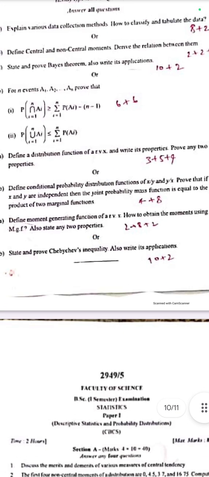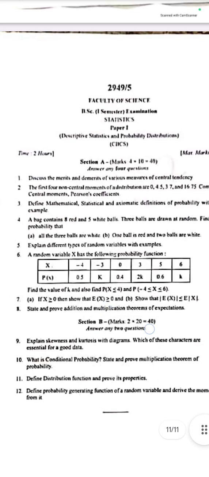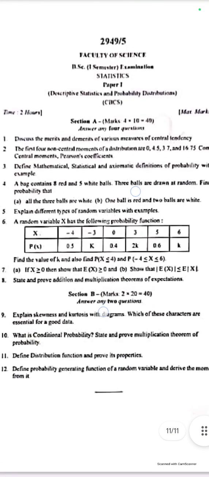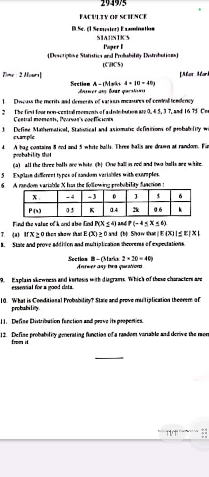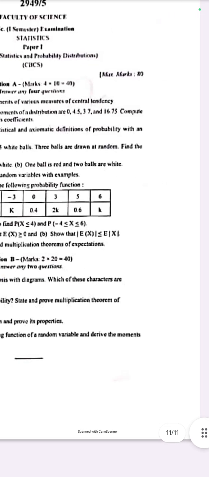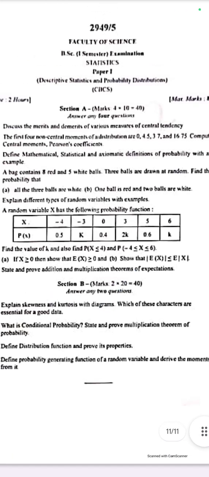And also, next, very important, this again and again is repeating: x and p of x values. So expectation value, Cauchy-Schwarz inequality, Chebyshev inequalities. Okay, you can see these are all very important previous question papers and all.